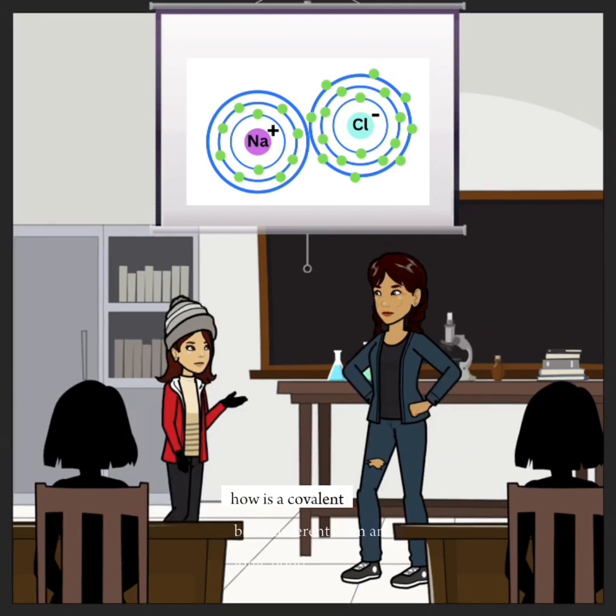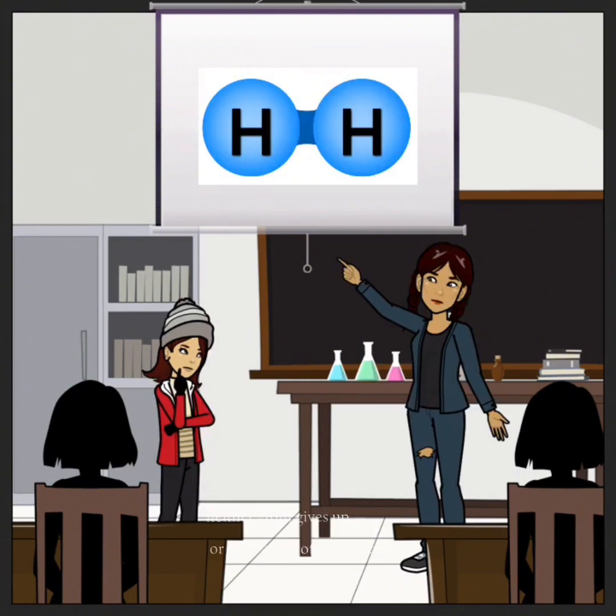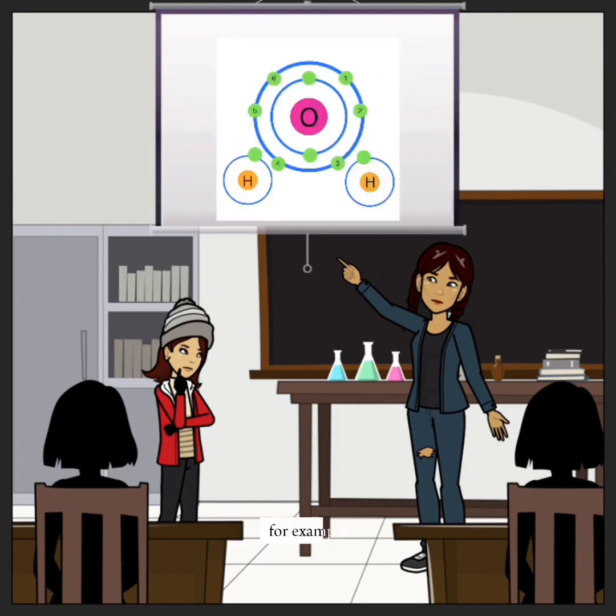How is a covalent bond different from an ionic bond? In a covalent bond, neither atom gives up or receives another's electrons. Instead, they both share them. For example, oxygen has 6 valence electrons. Hydrogen has only 1 electron, so it wants 1 more.